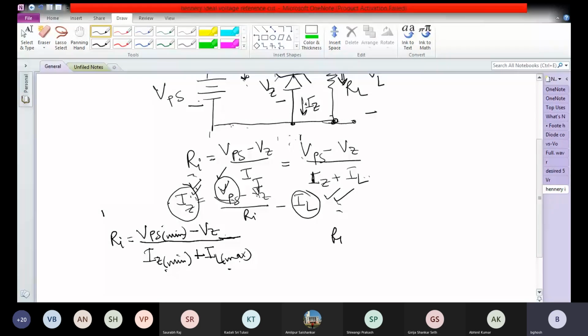And then on the other hand, Ri has also to maintain the diode in the Zener diode region where the current IL is minimum, or when the Zener diode current is maximum. So that will be Vps max minus Vz divided by Iz max plus IL min.